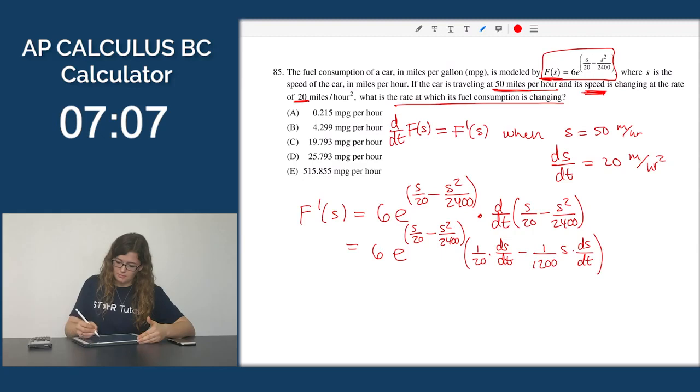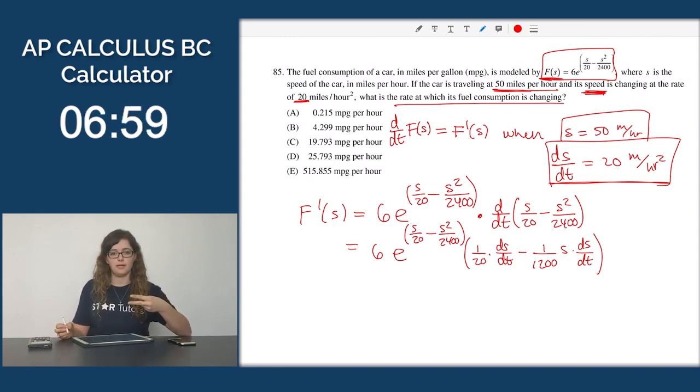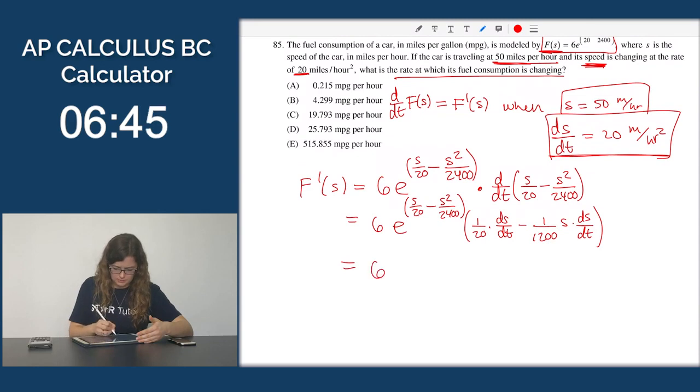All right, and then they tell me that ds dt is 20, so I'm going to plug that in, and that s is 50. Notice I needed both pieces of information there. So if you were trying to do this problem but you didn't actually end up using that ds dt was 20, then you're not using all the information they're giving you, and you probably have made a mistake. So let's plug everything in.